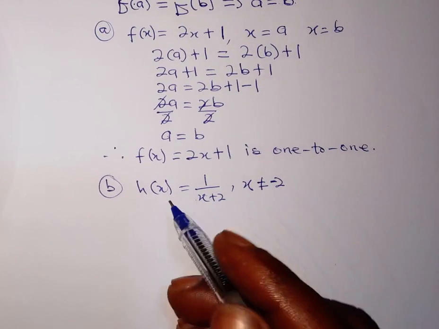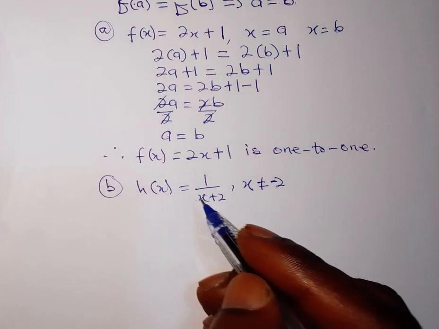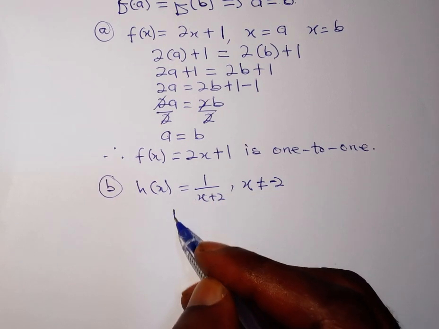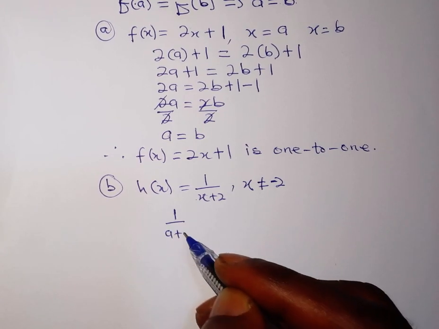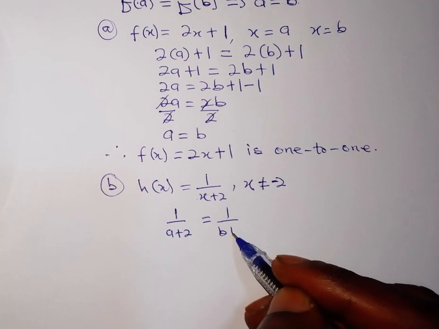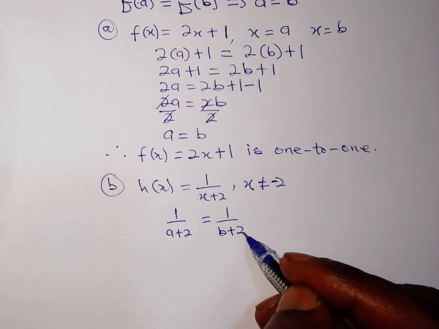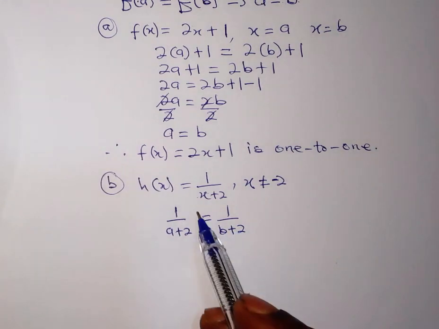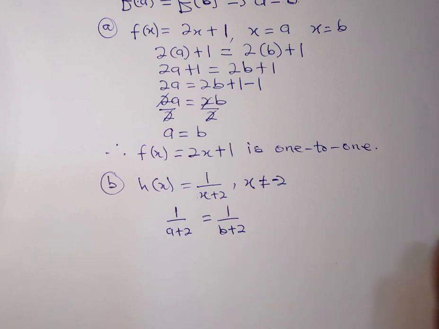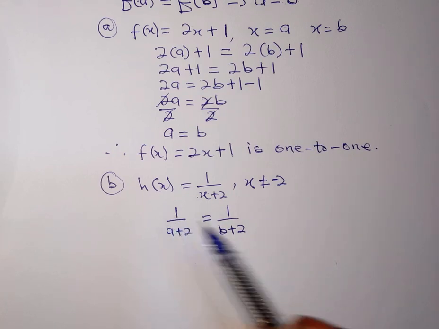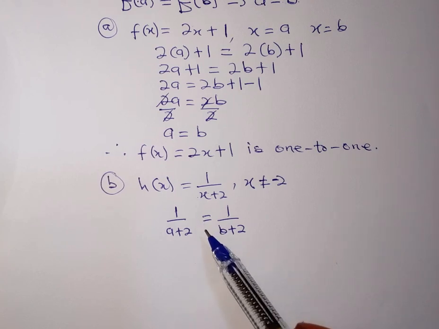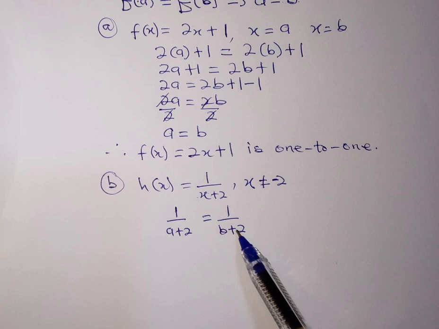It means I'm going to substitute my a for x here and equate to, when I substitute what? b. So this time I'm going to have 1 on a + 2 should be equal to 1 on b + 2. So this is an equation of fractions involving expressions. All right, how do we do this? Someone will say you do cross multiplication, which I don't know where they get that from. We can just find the LCM.